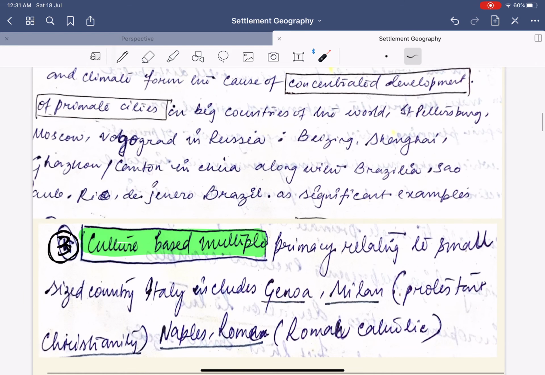I hope you understood the natural factor. Now let us come to the culture based multiple primacy. It says how culture is actually responsible for the development of multiple primacy.